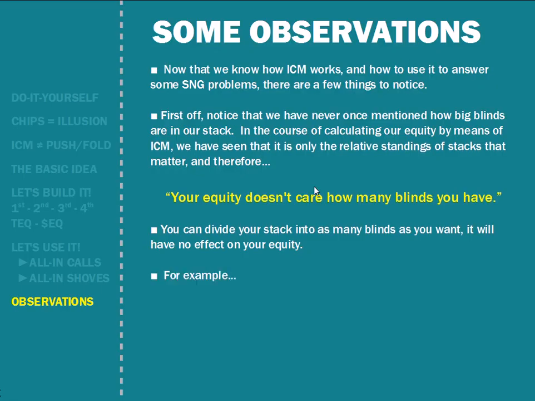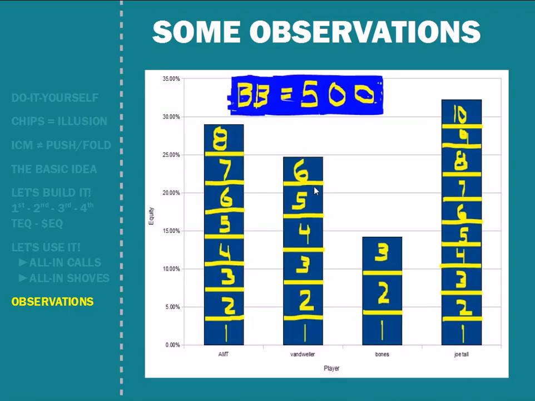So, for example, and thanks to my MS Paint skills, we have each of the 4 players here in our scenario, and we've made it like the big blind is 500, right? So vandweller is going to have 6 blinds, and AMT is going to have 8. Joe Tall is going to have 10, and Bones is going to have 3. Well, how would our equity change if the big blind was 800?